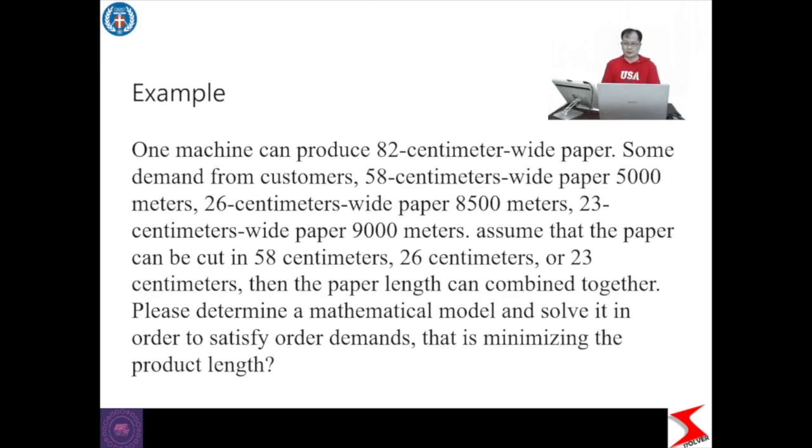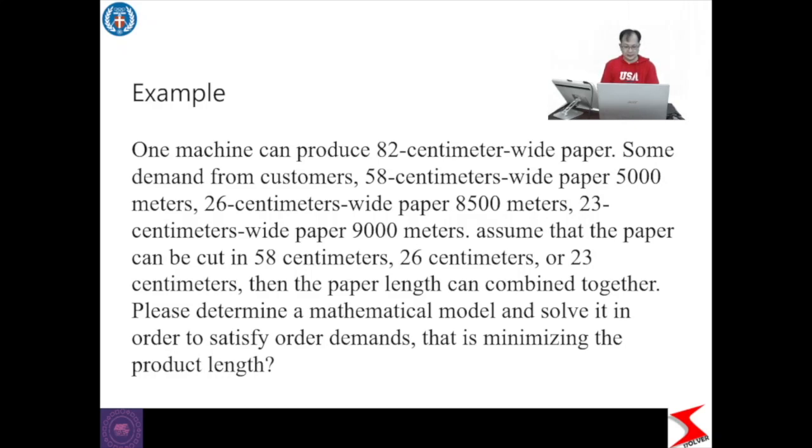Very, very simple, because we only set up one machine to produce 3 different specs. Okay, so let's see the example. One machine can produce 82 centimeter wide paper. Some demand from customers: 58 centimeters wide paper, 5,000 meters. 26 centimeters wide paper, 8,500 meters. 23 centimeters wide paper, 9,000 meters.